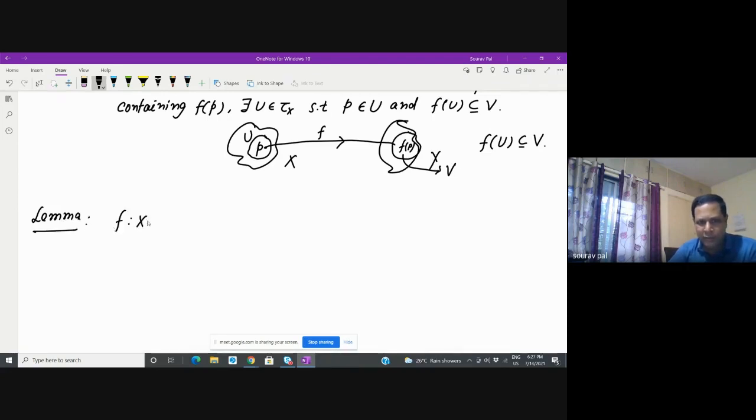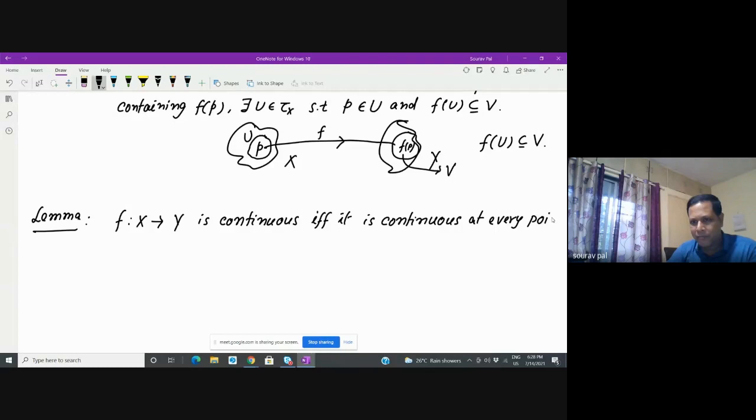So, f from X to Y is continuous. That means definition 1, right? Inverse image of open sets is open if and only if it is continuous at every point of X.